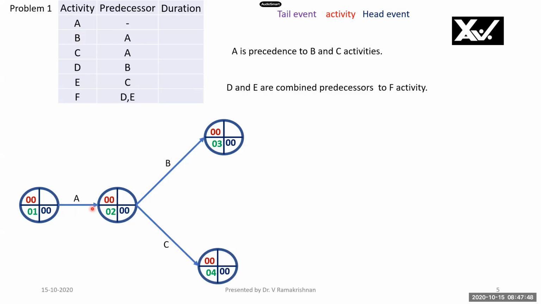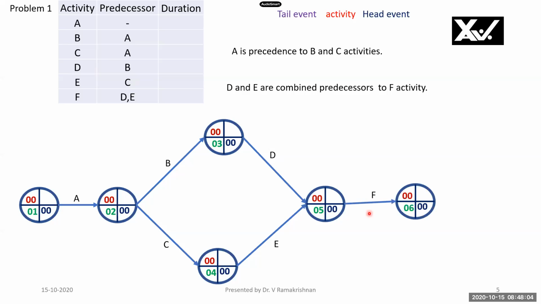C has got precedence A. And then D and E are to be combined here as predecessor. Therefore, D has got precedence B, E has got precedence C as shown here. D has got precedence B shown here. And now F has got precedence D and E. So this completes the network. Whenever they are combined predecessors, then they can be joined with a common end node here.